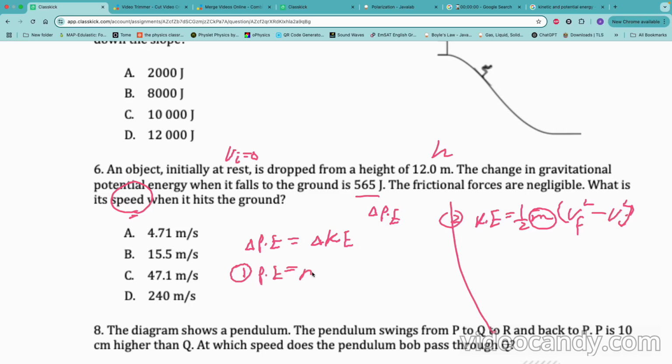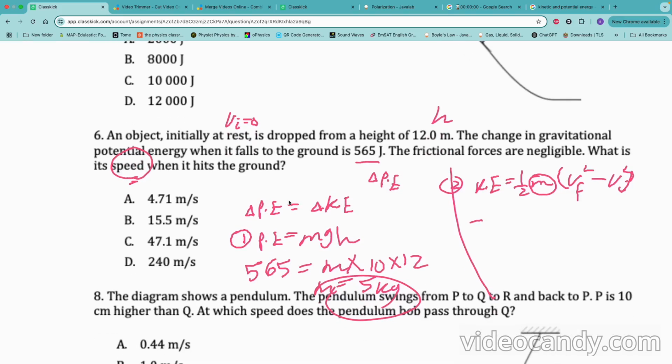Potential energy is mgh. We have a potential energy of 565. We have no information about mass. g is 10 and height is 12. Simple math, or by using a calculator, it gives mass of 5 kilograms. Then use this mass here in this information.